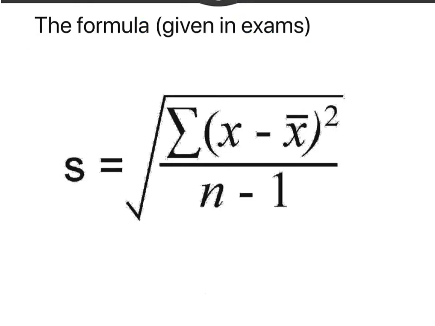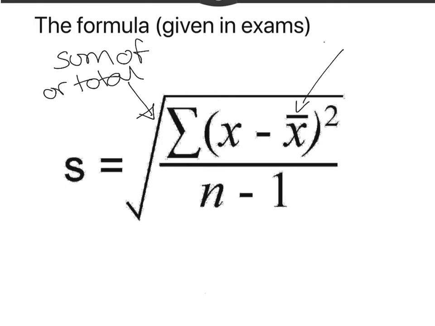So this is a formula here, and it is given to you in the exams, okay? A couple of new symbols for you all. This thing here means the sum of, or total. This one here, x with a line above it, is called x bar. That means our mean. And we all know what mean is. And then n stands for the number of numbers on our list. So this is our sample size.